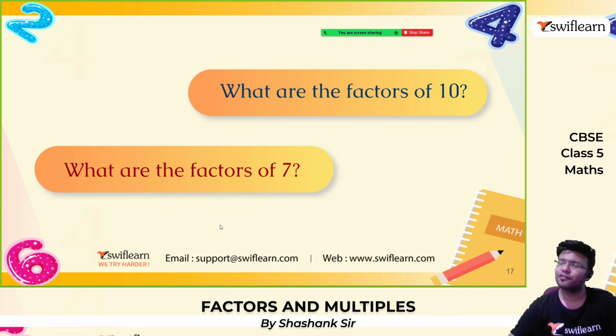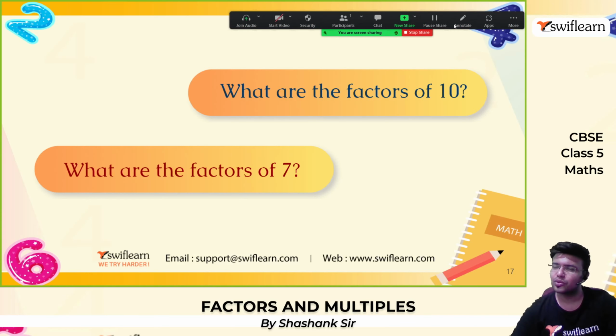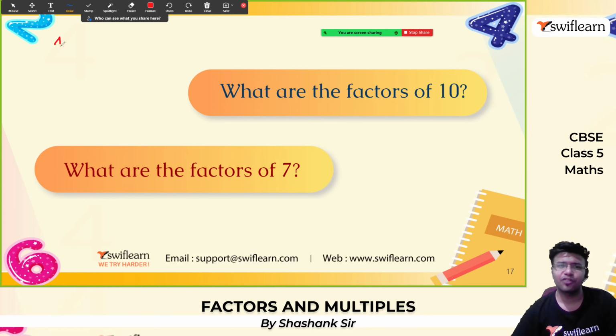Now, what are the factors of 10? What all numbers can divide 10? Start from 1. 1 tens are 10, so write 10 here. 2 fives are 10, write 5 here. Can we divide by 3? No. Can we divide by 4? No. Can we divide by 5? Yes, we have already written it. So the factors of 10 are 1, 2, 5 and 10. No matter what number it is, 1 and the number itself will always be factors.